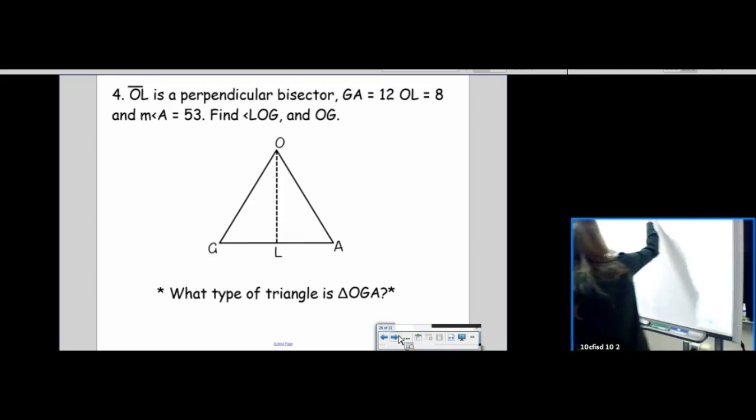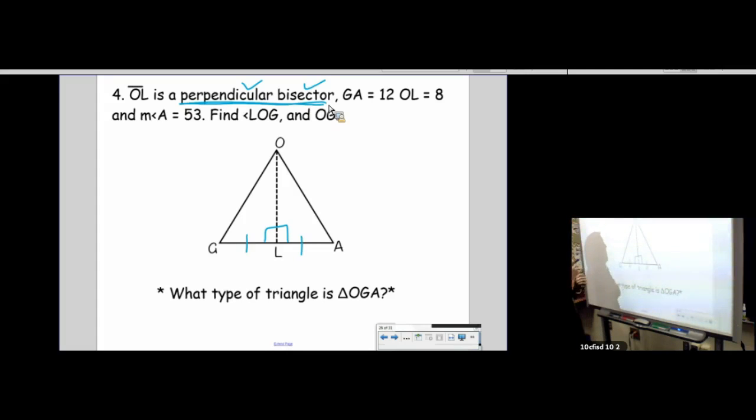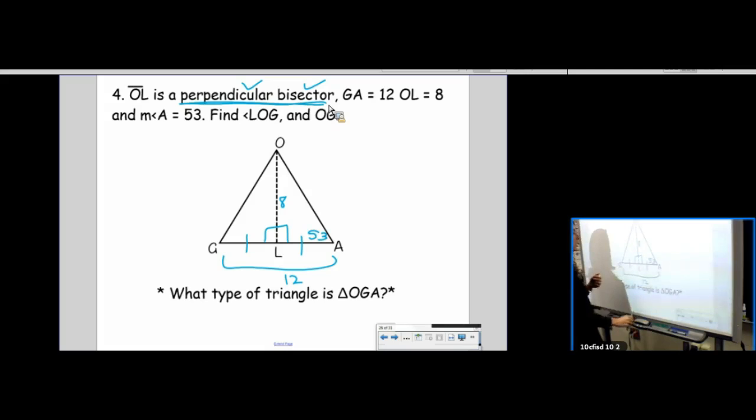OL is a perpendicular bisector. I need to add two things to my picture. For perpendicular, I need to add a box, and for bisector, I need to add tick marks. GA is 12, OL is 8, and the measure of angle A is 53. We need to find angle LOG, so we need to find this angle right here. And we need to find OG, this side right here.